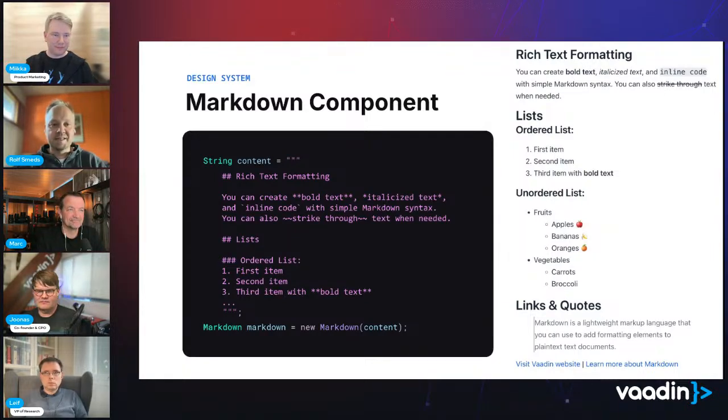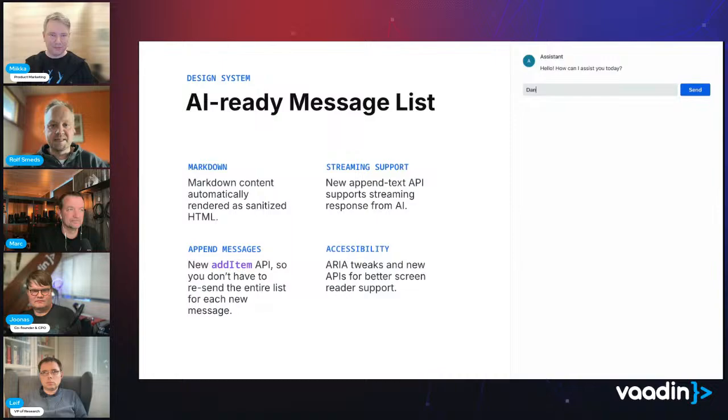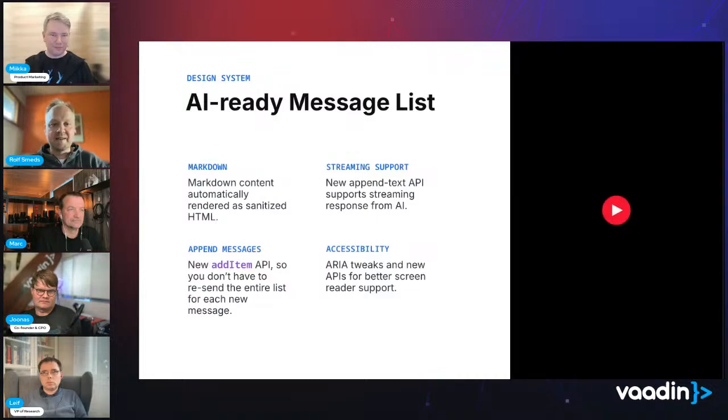Another component that actually utilizes this new Markdown functionality is the message list. We have added Markdown support also for messages, so you can enter the content of a message as Markdown, and it will render as HTML. And there's also a new API for appending text into an existing message, which is great for AI chat use cases, because AIs, as you probably know, typically stream their responses chunk by chunk instead of giving the entire response in one go. And previously, that has been pretty difficult to use with the message list, but now with this new append API, you can do that.